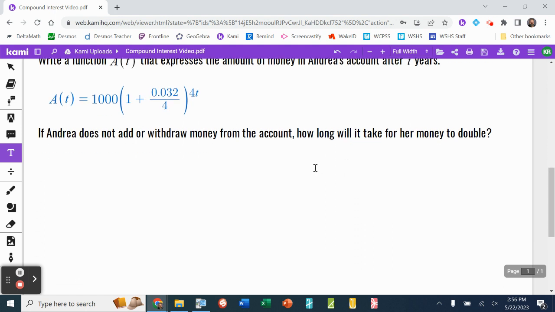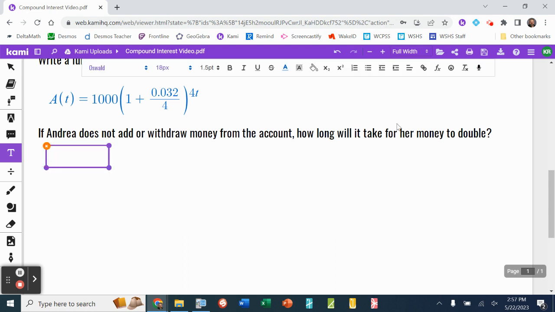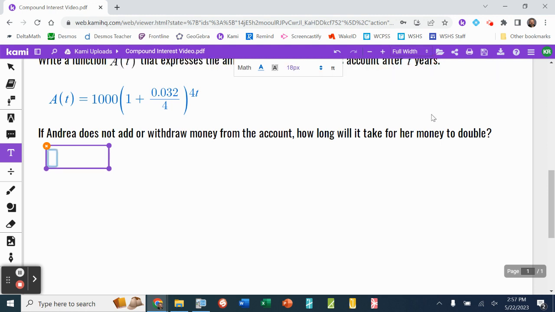So let's use the function. Let's assume if Andrea does not add or withdraw money from the account, how long will it take for her money to double? So we're trying to solve for a time here. And if I'm talking about her money doubling, that means in her account, she would have $2,000. Her principal is $1,000.